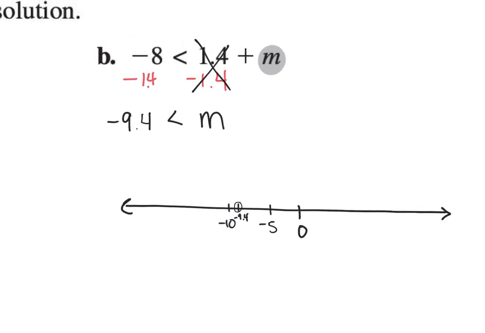And then we're shading to the right because m has to be bigger. Now, those of you that like to use the method where you look for the arrowhead, you can't use it right now because m is on the right side. So you're just going to have to flip everything. Flip these two and change your inequality sign. So m greater than negative 9.4. Now we know we're shading to the right because our arrowhead is pointing to the right, so we're just going to shade to the right.